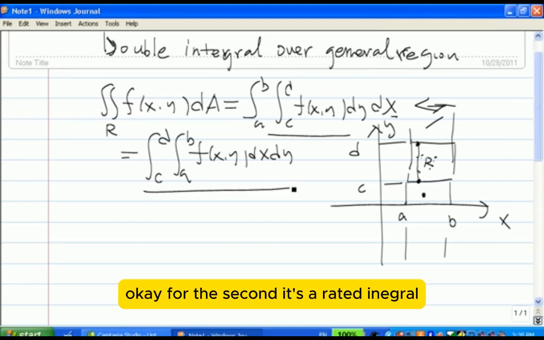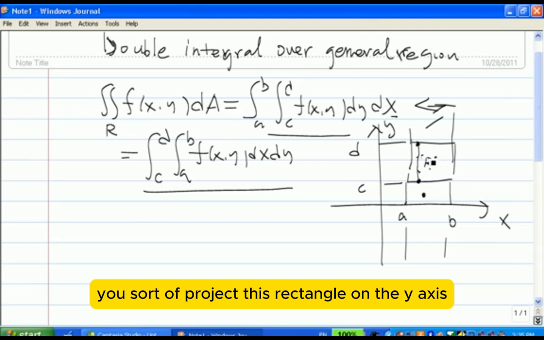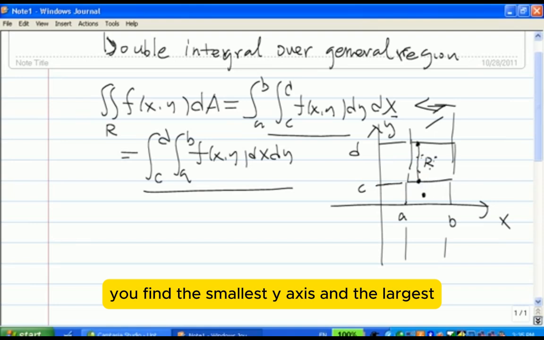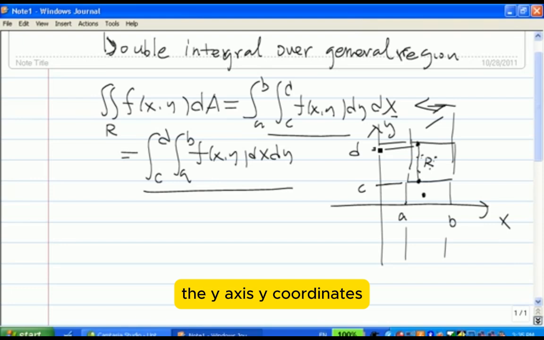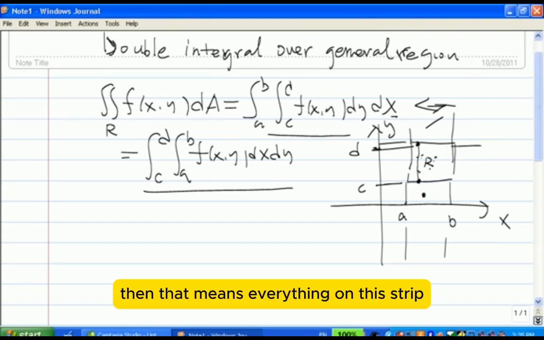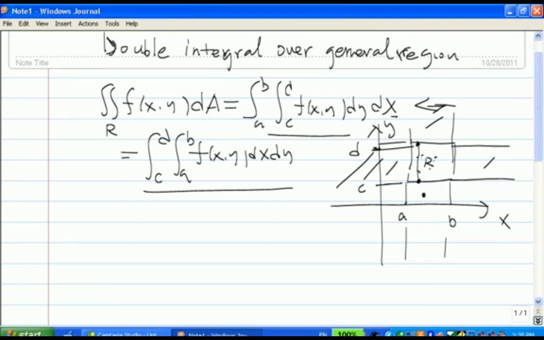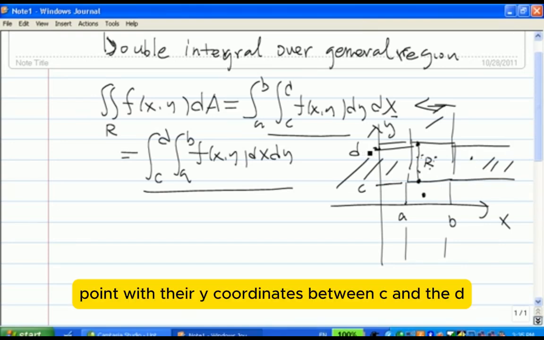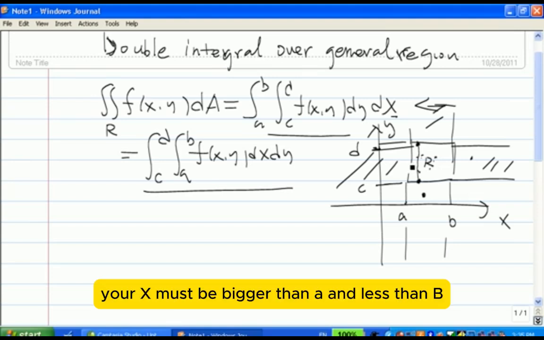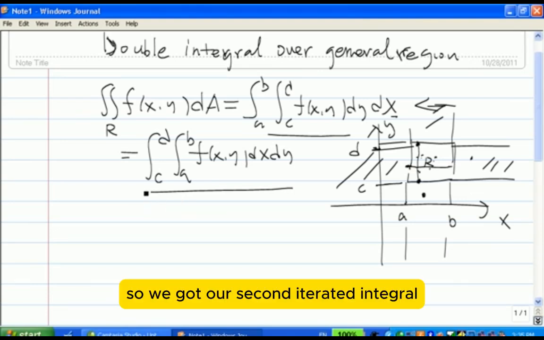For the second iterated integral, you project this rectangle onto the y-axis. Similarly, you find the smallest and largest y-coordinates. Everything on this strip has y-coordinates between c and d. Then for any point to be in region R, x must be bigger than a and less than b. So we get our second iterated integral.